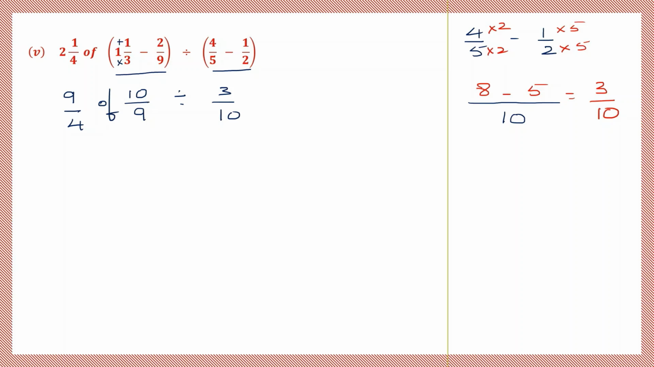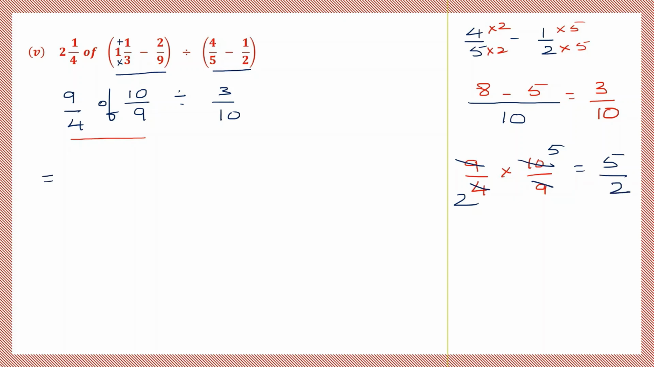According to BODMAS we must do OF before division. So let's do this part. We're going to do 9 by 4 of 10 by 9. 9 by 4 of means into 10 by 9. Now here I can cancel the 9s. I can cancel 4 and 10 also by 2. 2 2s are 4 and 2 5s are 10. So here I have 5 by 2.